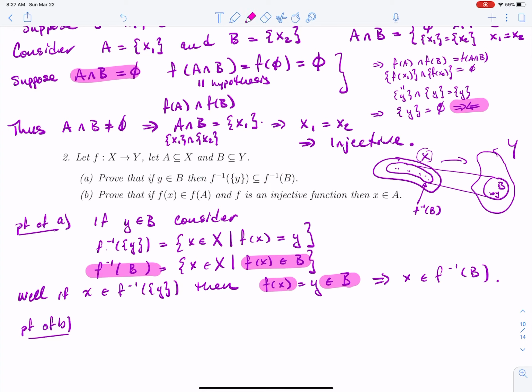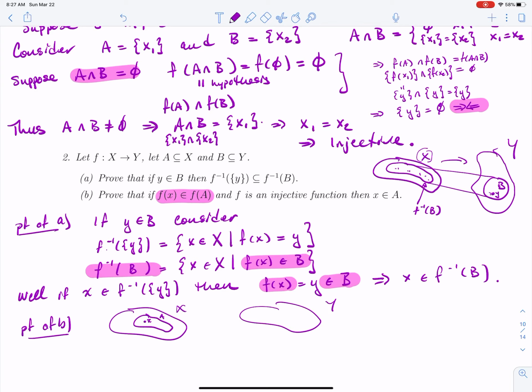So now we're looking at if f of x is in f of A. So now we've got a different picture. We've got x here and y there, and we've got an A sitting inside. And then we've got an x sitting inside of that.